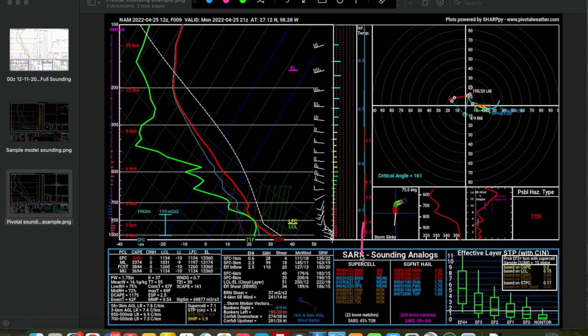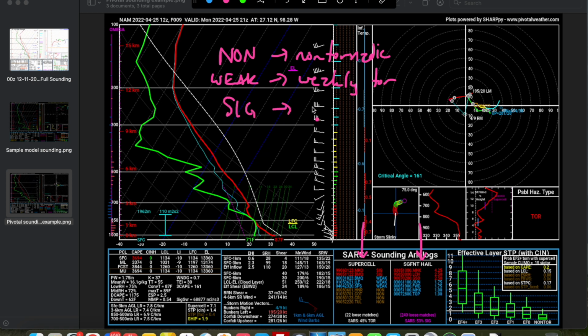This left-hand split of the box here is your supercell matches. And this right-hand box is your significant hail matches. So for the supercell matches, it has three different types. It'll have your non, which means non-tornadic. It'll have your weak, which means weakly tornadic. And it'll have your SIG, which are significant tornado producing supercells.